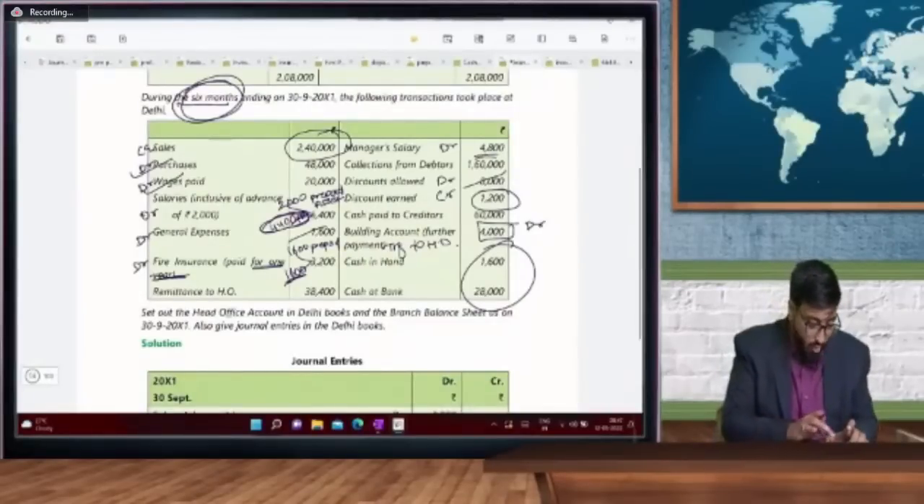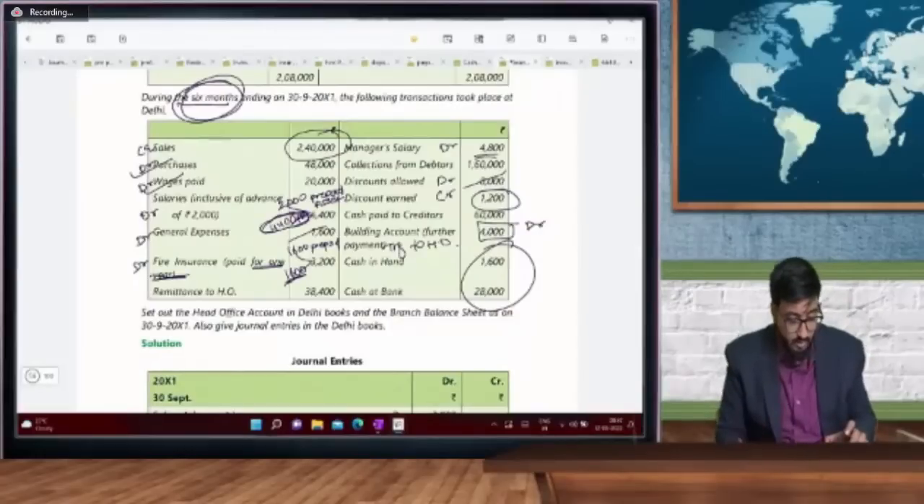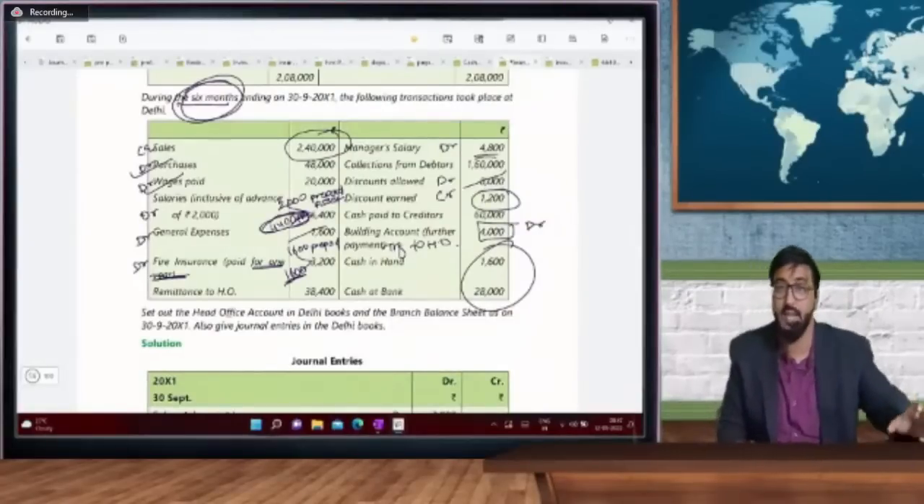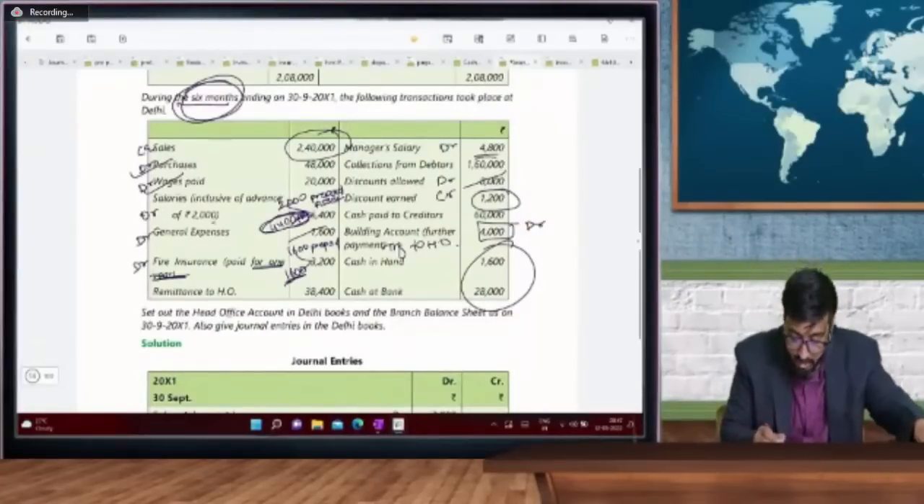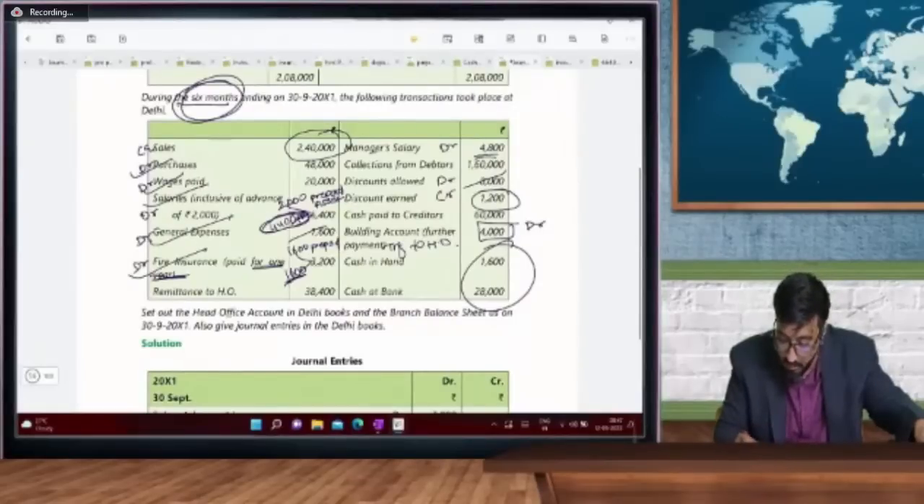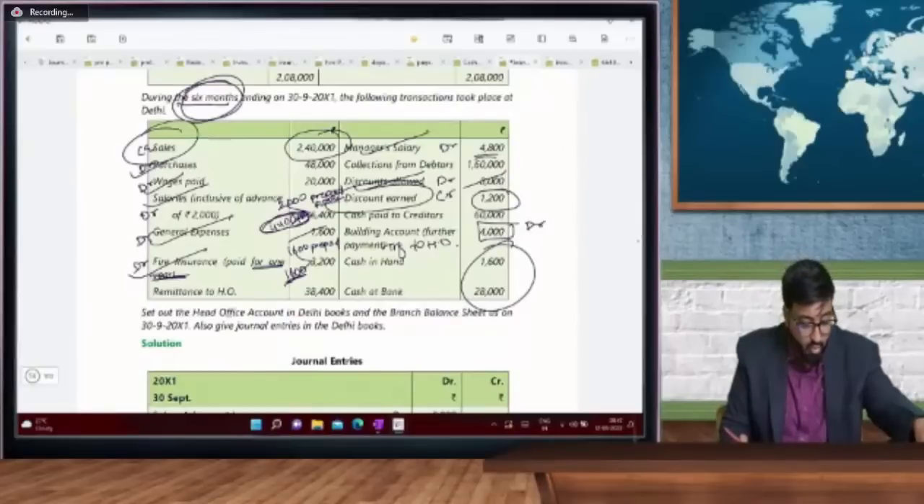So tell me the total of all debit items. Which items? Purchases, salary transferred, general expenses transferred, fire insurance transferred, manager's salary transferred, discount allowed transferred, sales already transferred, discount earned already transferred. So now take a total. Tell me the total on Calci. What is the total, beta? That we are going to transfer to HO. All debit items we are giving credit, and the HO account will be debited. Tell me the total. Who told me the total first?